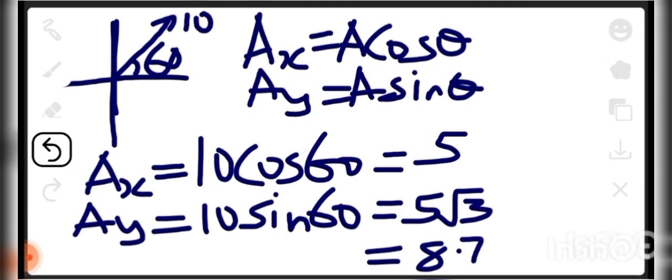Now why are both of them positive? Because it is on the right hand side and it's also on the upper side. On the upper side, y is positive. On the right hand side, x is positive. That's why both components are positive. So take note of that. Now, these are the components of this vector. That is the answer to the question.